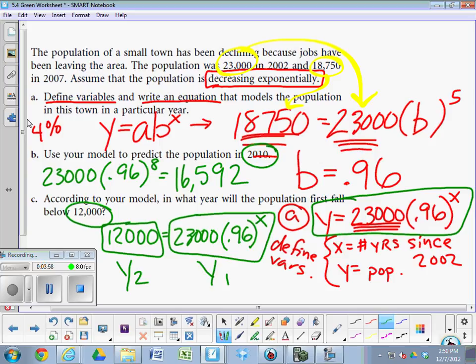You should get, what was it? 2018. So you would get x equals 16 years, which implies that it's the year 2016. 2018. Thank you.